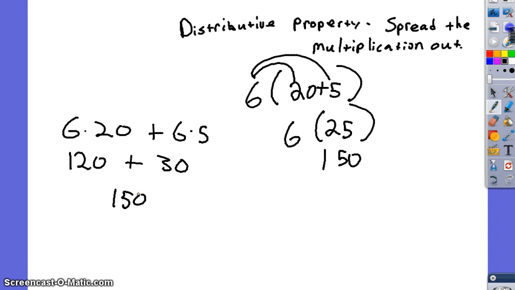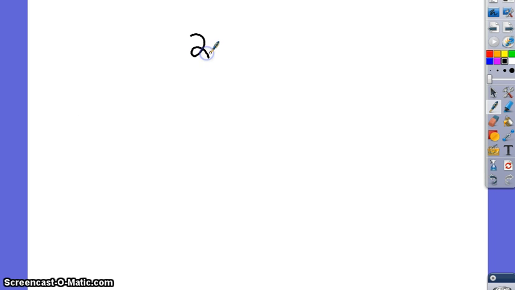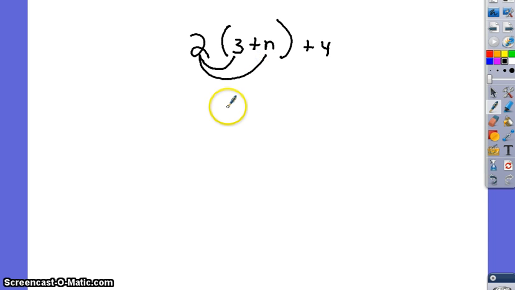So let's do one more and let's justify each step. 2 times (3 plus n), plus 4. That's our given problem. Let's do the distributive property. I'm going to multiply here and here. So that's going to be 6 plus 2n, because 2 times 3 is 6, and 2 times n is 2n. And then I can't forget the 4. That was what I just did.